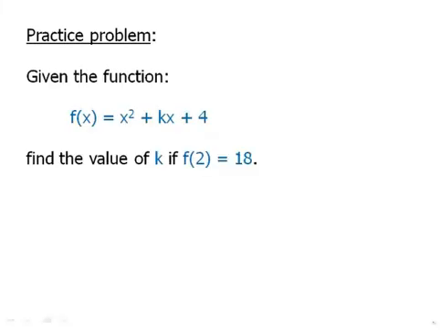Given the function f of x equals x squared plus kx plus 4, so there's a variable that appears, an unknown value, k, that appears in the function. And then the question is going to say, find the value of k if f of 2 equals 18. This is very typical of a function notation question on the test. So pause the video and then we'll talk about this.